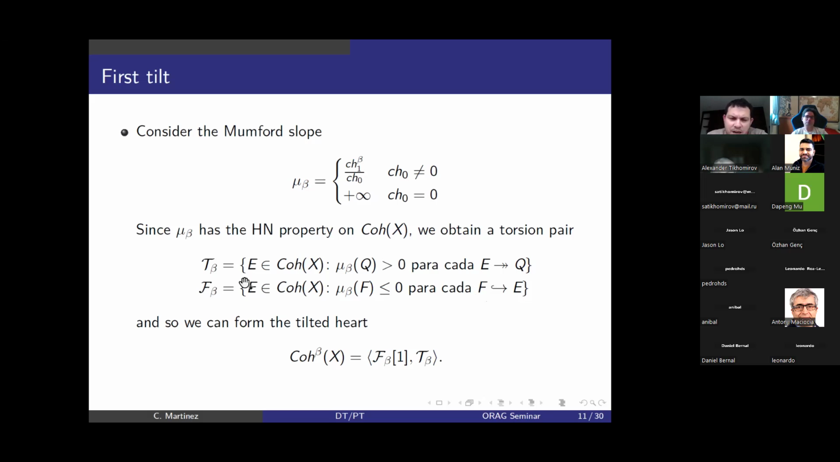So this gives me a torsion pair in a very similar fashion to the ones that we talked about before, and then we can make this tilted heart. In this case we call it Coh beta because it depends on the parameter beta, and it is the extension closure of taking this subcategory F beta, shifting it by 1, and then taking the extension closure with this T beta. Right? So we have this. This is the first tilt.